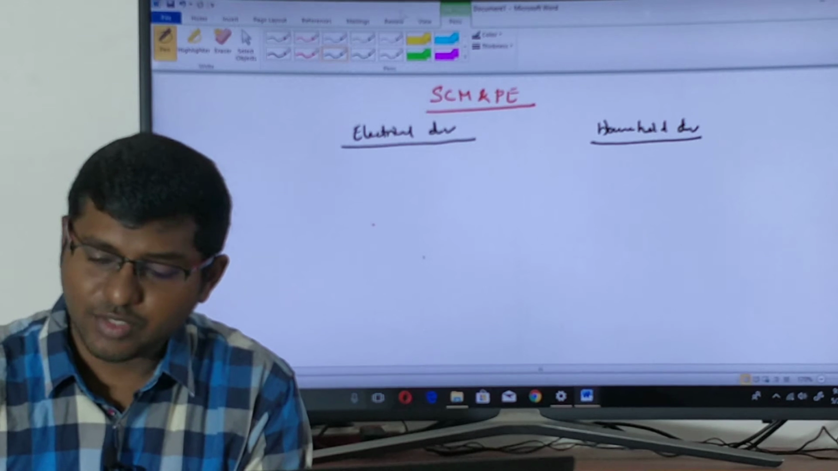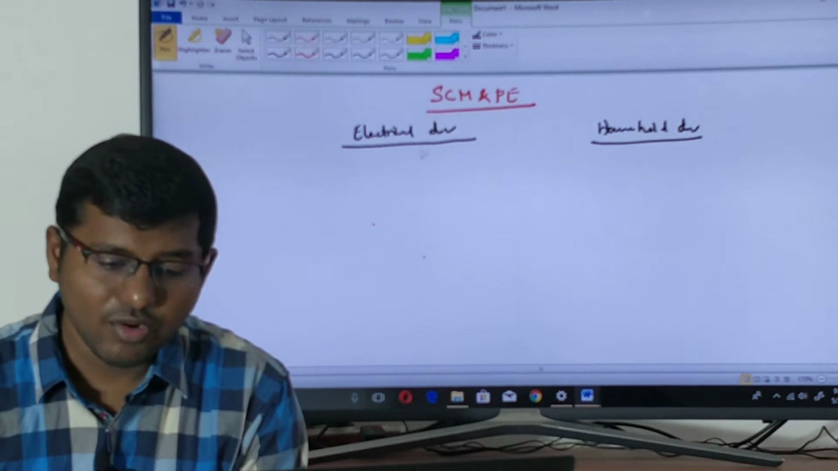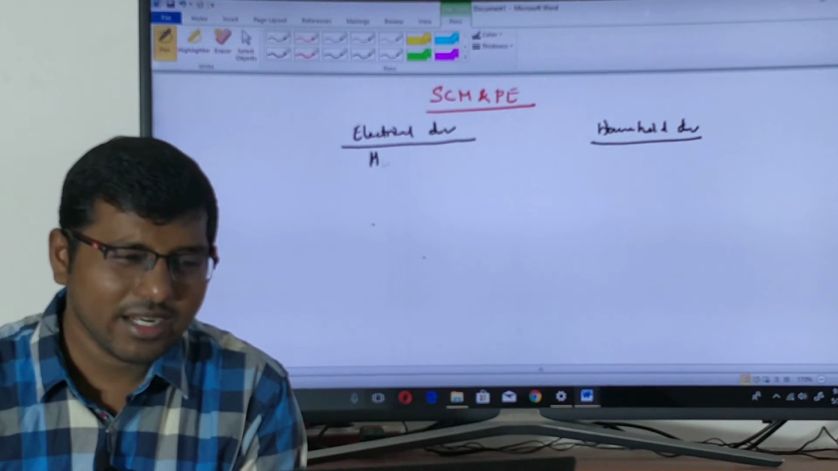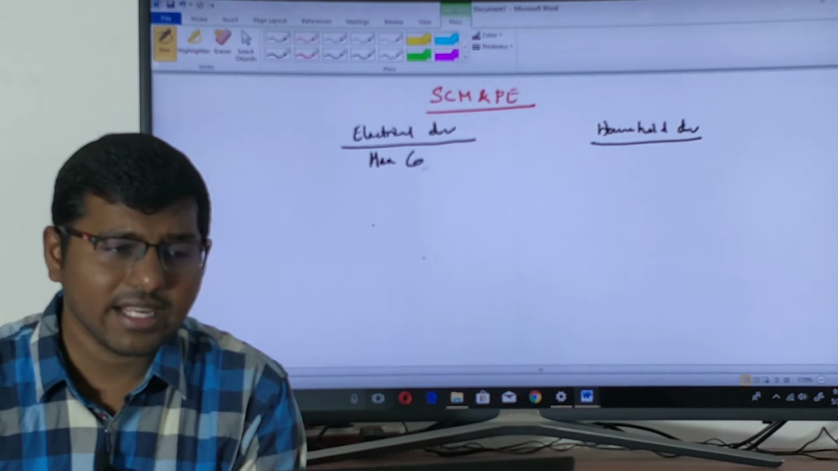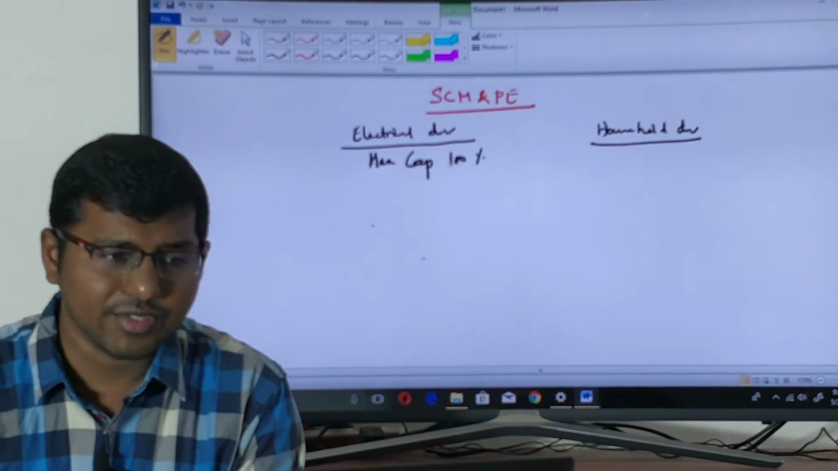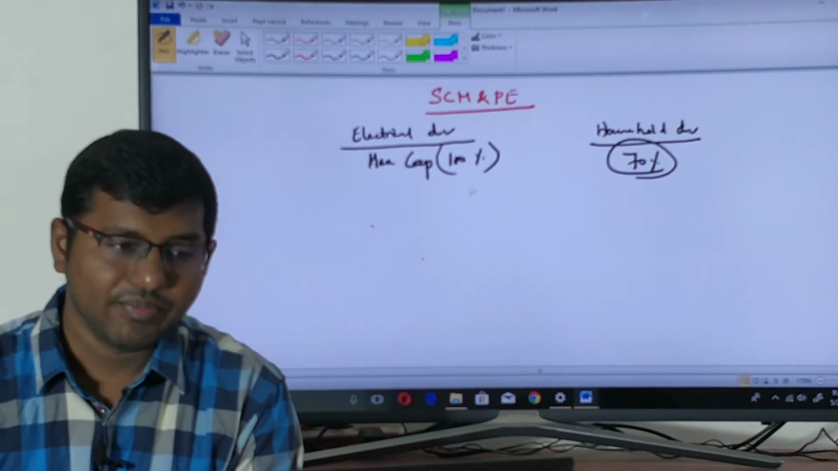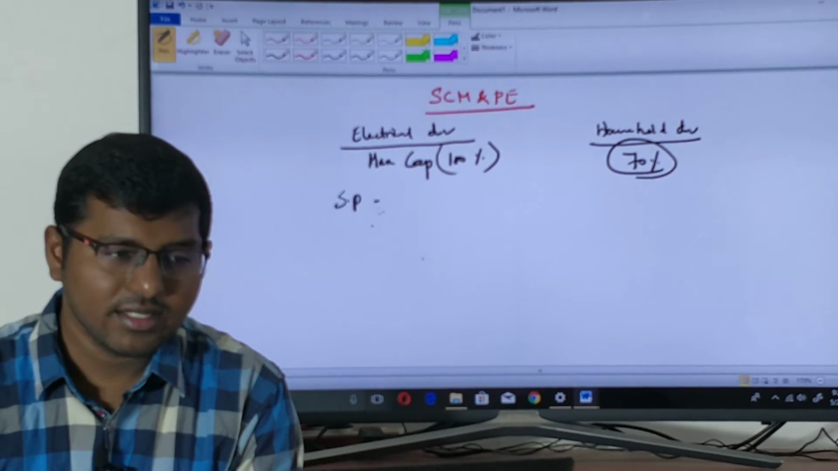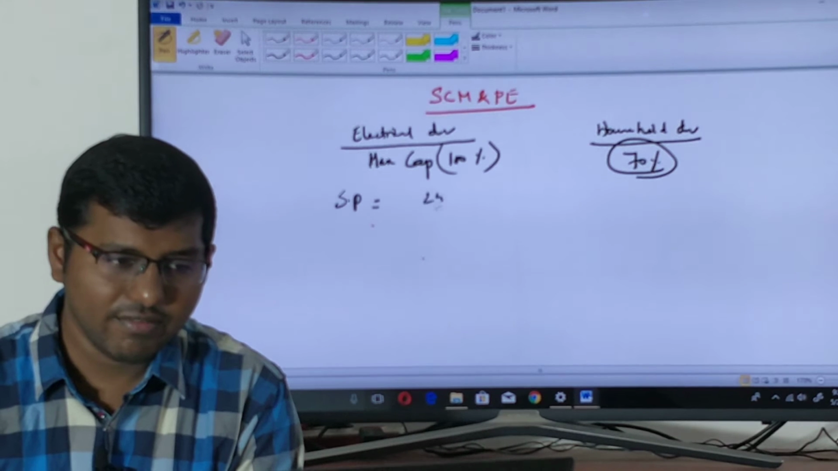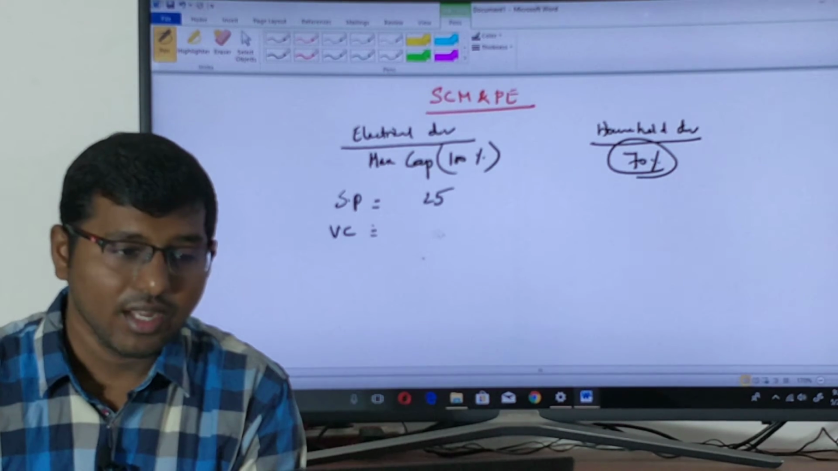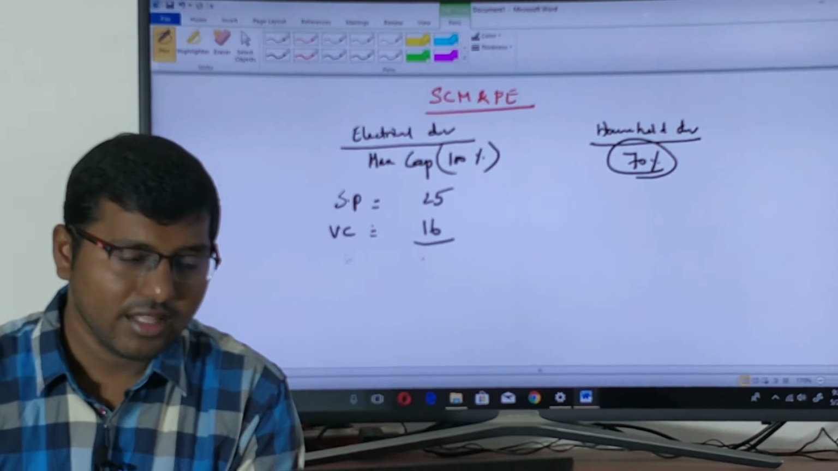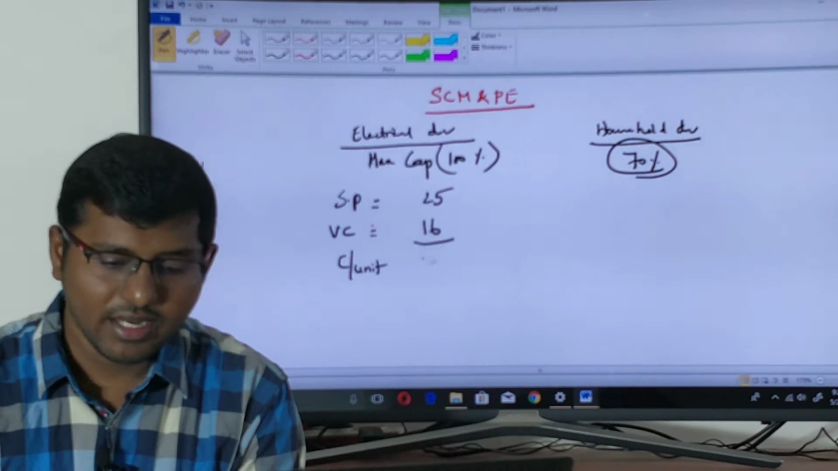Right, we have 2 divisions. One is electrical, the other one is household. As you can see in the question, the electrical division is having maximum capacity, that is 100%, whereas the household division is working only at 70% capacity. And let's look at the selling price. The selling price of the electrical division is 25, which is given in the question. Variable cost is 16, then contribution per unit will be 9.